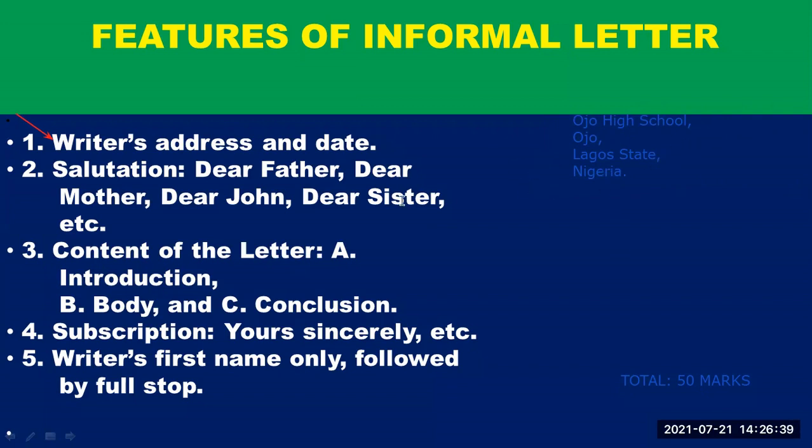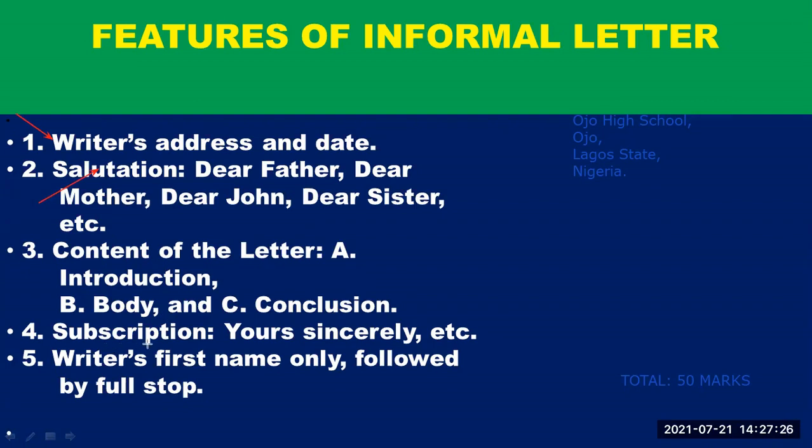Then followed by the salutation. The salutation will be somewhere here. The salutation for an informal letter is either dear father, dear mother, dear John, dear sister. Now you're asked to write to your elder brother. You can write dear brother, or you can use your brother's first name. Then followed by the content of the letter, which should have three main parts: the introduction, the body, and the conclusion. We are going to look at all this.